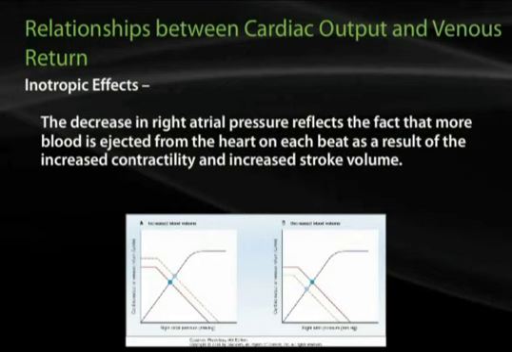The decrease in right atrial pressure reflects the fact that more blood is ejected from the heart, that is, the left ventricle, on each beat, as a result of the increased contractility and increased stroke volume.